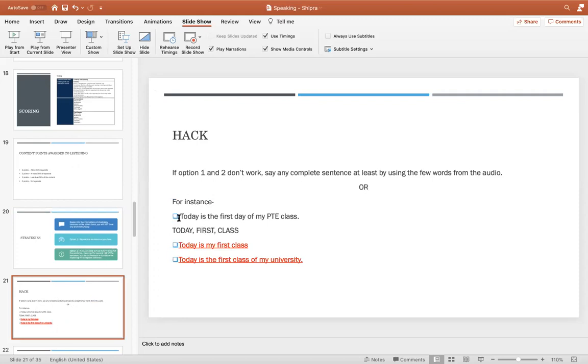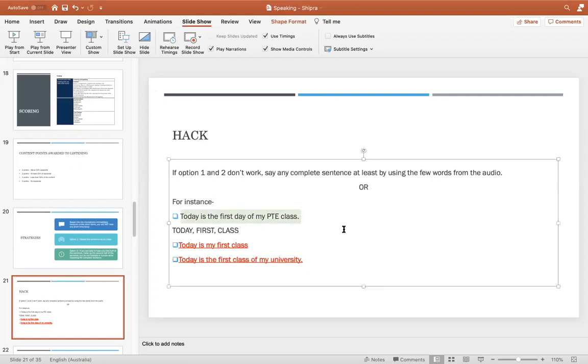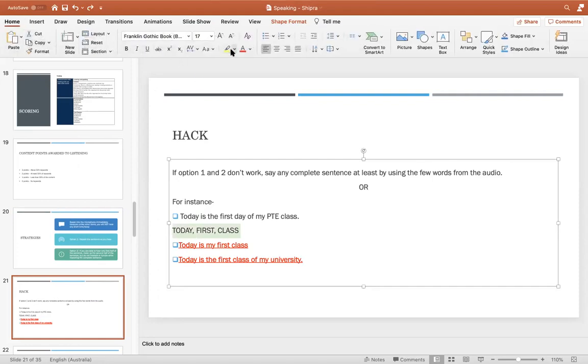Okay. Now, let's say if our sentence is, today is first day of my PTE class. So your important words would be today, first, and class. So three of these words will be important. So when you are trying to say your sentence, if you have these three words, most likely you will get full points for your sentence.